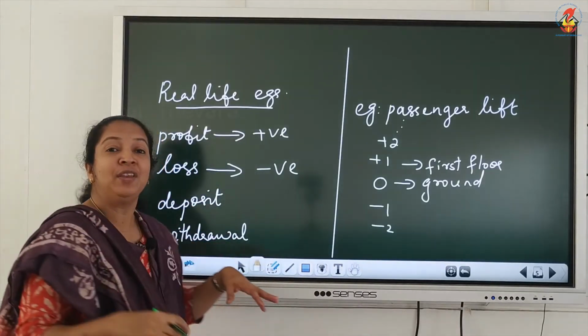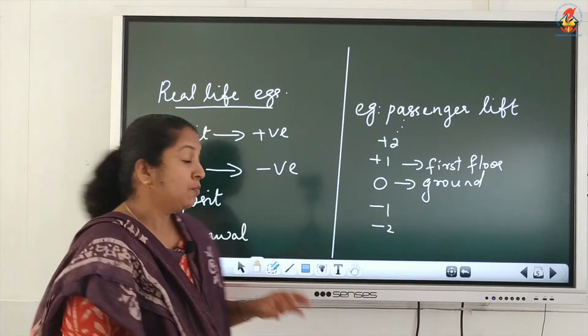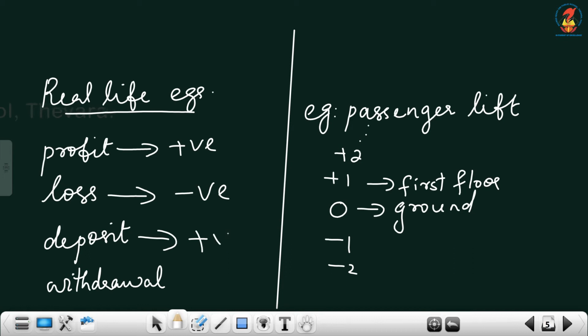In the same way, when you deposit money in the bank, deposit means plus, the amount in the bank is increasing, so we take it as positive. When we withdraw money from the bank, it is negative, because the amount in the bank is decreasing. So we take withdrawal as negative and deposit as positive.